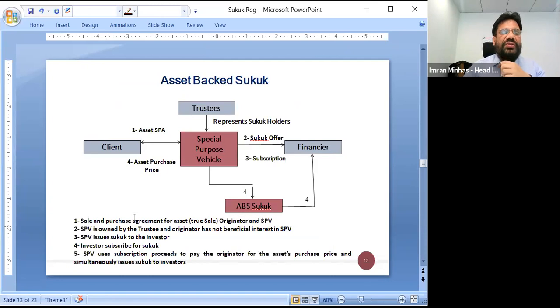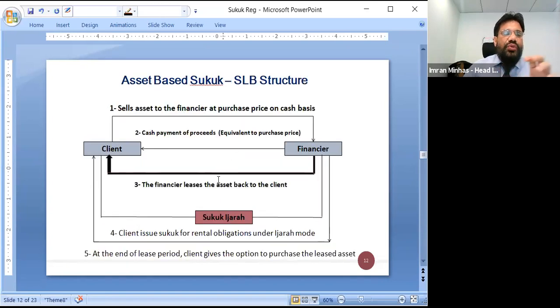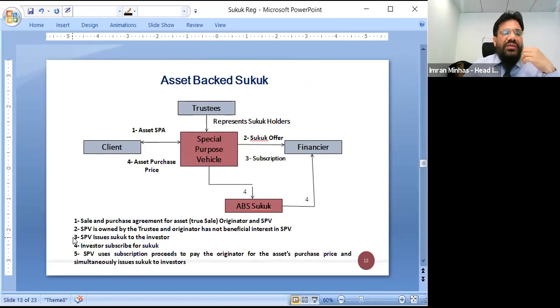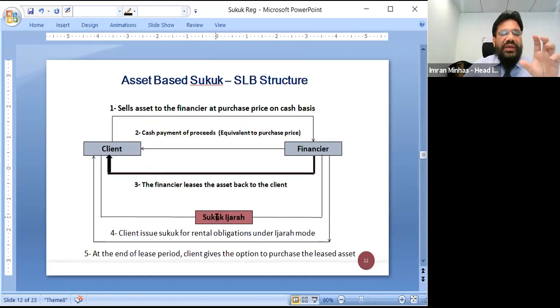So under this arrangement, at the end of the period, the financer sells the asset back to the customer or the client. You see, there is no SPV. It is directly based on the Sukuk asset. So the financer has a claim on the asset. If the client defaults, the financer can sell the asset in the market and recover his proceeds. So this is the asset-based structure, and here he has a direct, exclusive claim on the asset.